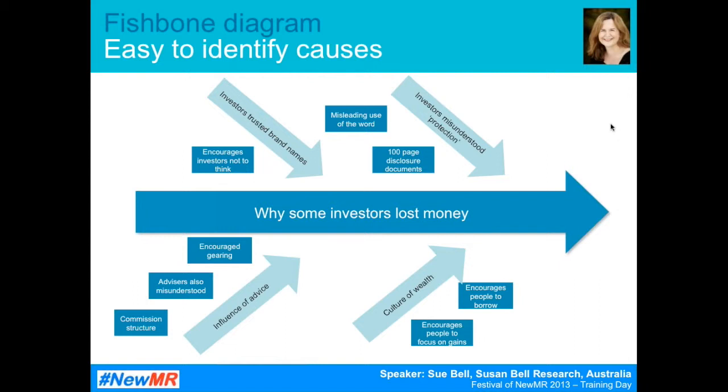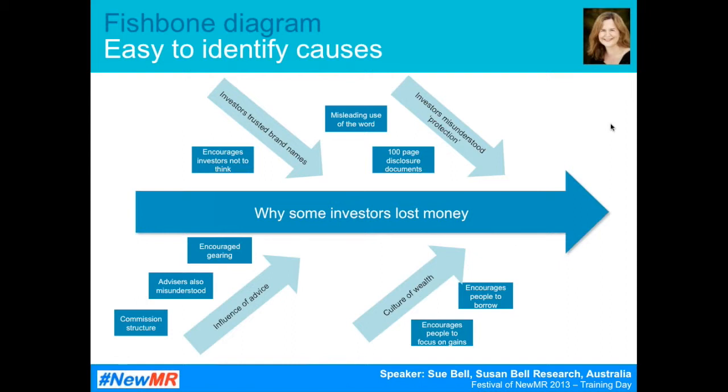The next one here is a fishbone diagram, and it's called that because it's supposed to look like a fishbone, though my diagrams never do. But here, the essential idea that we're trying to work out is why some investors lost money. We've got the arrows, which we've identified as the factors. Some people lost money. Why is that? Well, investors misunderstood what protection meant. Some trusted brand names. Some were influenced by advice and some by a culture of wealth.